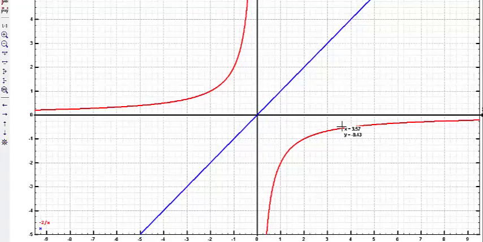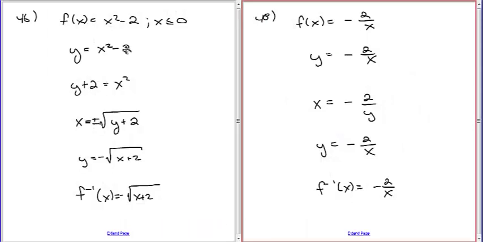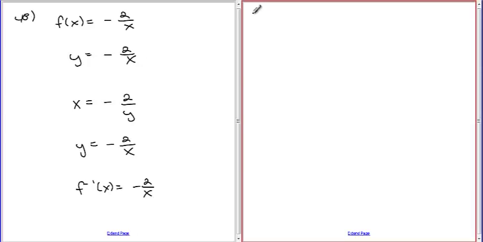So which one was that? That was 48. Okay, let's look at the odd ones. Let me look at the even ones. Okay, 48. So yeah, the inverse function is the original function. So that was right, even though again a little weird. And then 50, we have x minus 3 over x plus 2. So same procedure. Replace f of x with y.